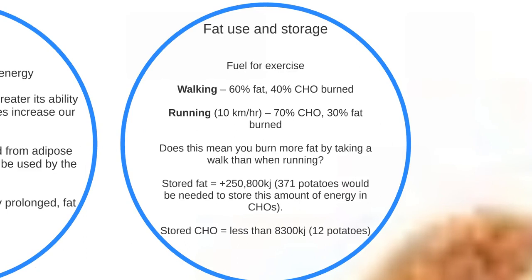And this is where a lot of confusion comes in, because people state things like this on websites all the time, and it shows you facts like this. So these are facts from studies, and it shows you that when you're walking, 60% of your energy is provided from fat, and about 40% from your carbs. When you're running at a 10 km/h pace, let's say, 70% of your energy is coming from carbs and 30% is coming from fat burn.